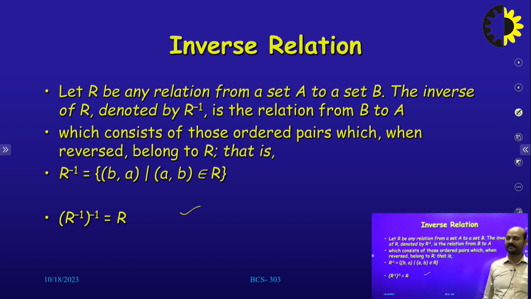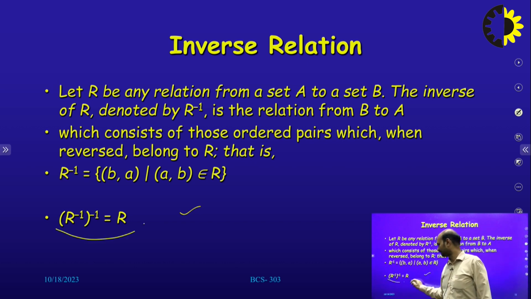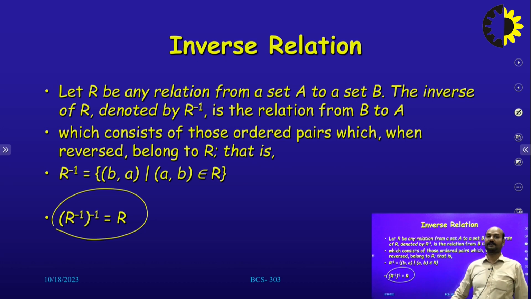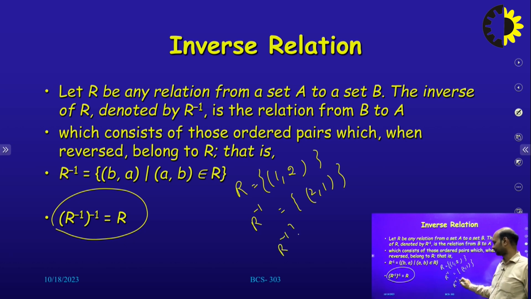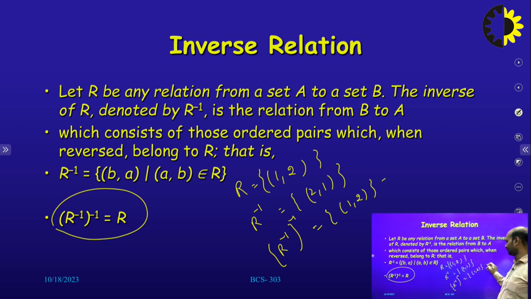Inverse relation, this is a property of inverse relation also. If we take the inverse of the inverse of a particular relation, it becomes the original relation. If we have 1 comma 2 in a relation R, and we invert the relation, that is R inverse, it becomes 2 comma 1. If we again invert this relation, then 2 here and 1 here, it means 1 comma 2. So it is equivalent to R. So this property is followed by the inverse of a relation.